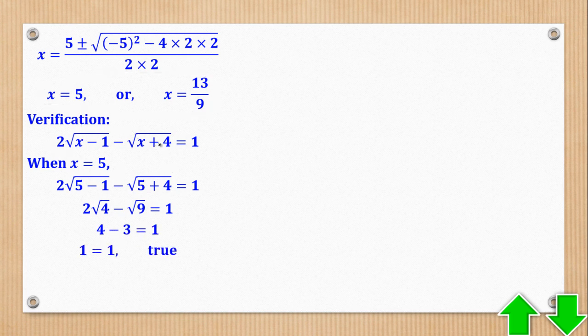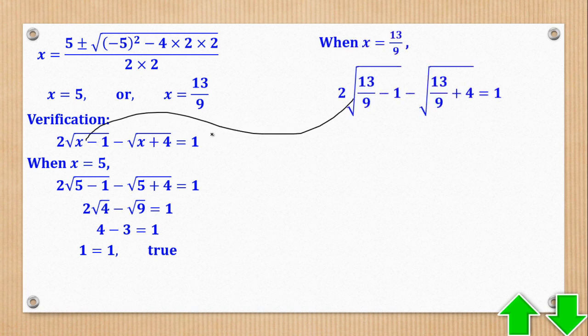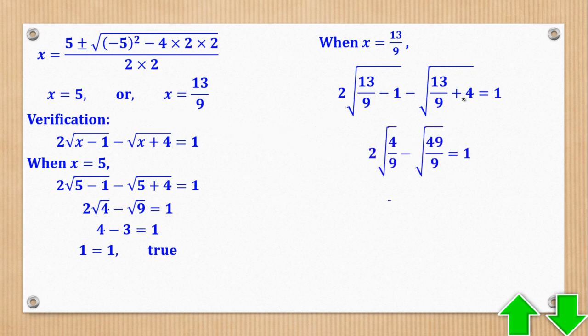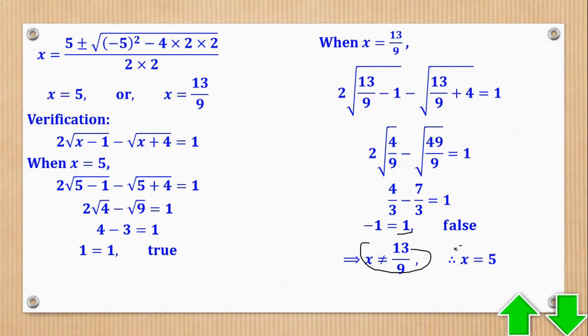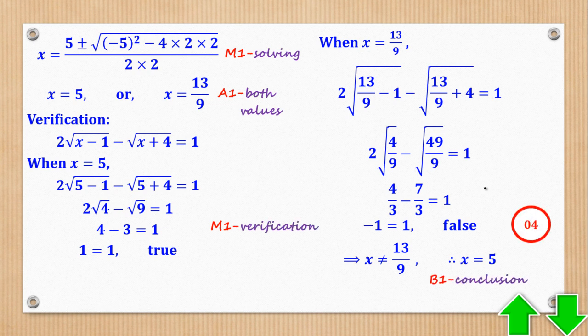So that one satisfies. What about the second one? So come and substitute where there is x, put there that, and then simplify. You come up with -1 equal to 1. So that means that this is false. Therefore, x is not this, but it is that. Now, this step of verifying is also necessary in such equations. So if you don't verify, it means that 2 marks will be gone.